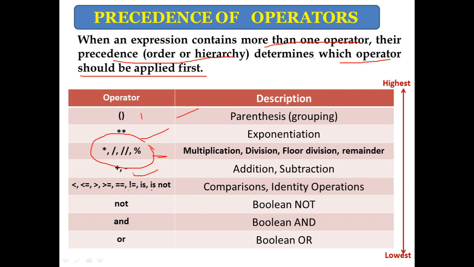Relational operators and identity operators have the same priority, and among logical operators, not has higher priority than and, then or. But when arithmetic, relational and logical operators are all there, arithmetic operators have higher priority than relational and logical. This is the order: arithmetic, relational and logical. So you should remember this table and keep it in mind while evaluating expressions. Let's move on to the next.